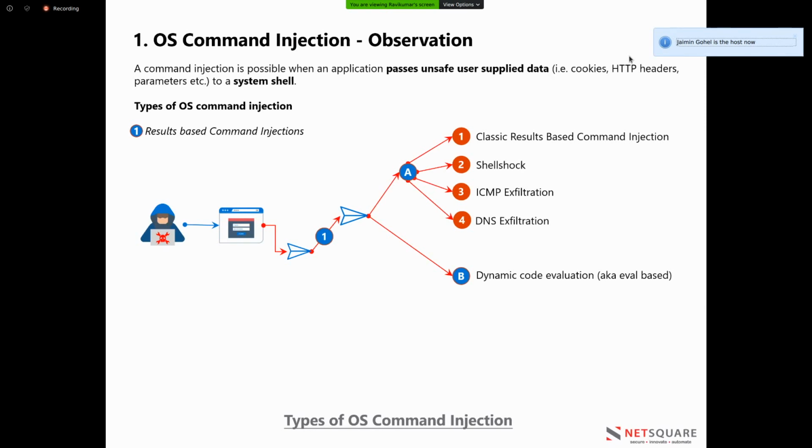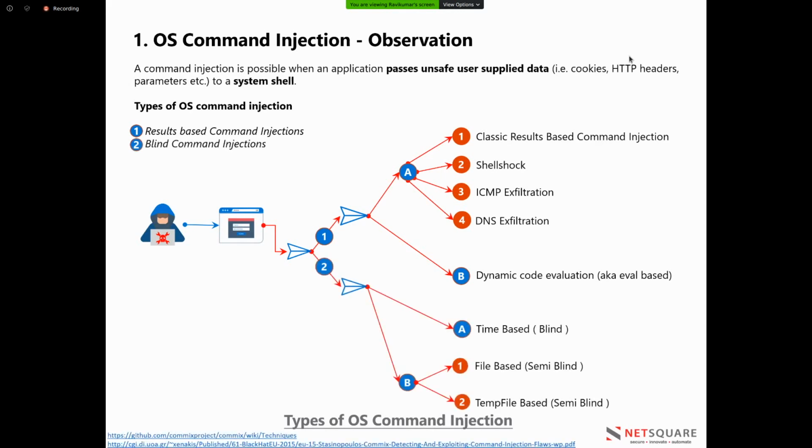And the second type is dynamic code evaluation based. You can say eval-based execution. Majority of eval-based execution is covered in code injection itself, but sometimes in code injection you don't find any system function or OS command injection. So you can consider it only code execution, and if you execute an OS command, you can consider it result-based dynamic code evaluation. And the second type is blind command injection.